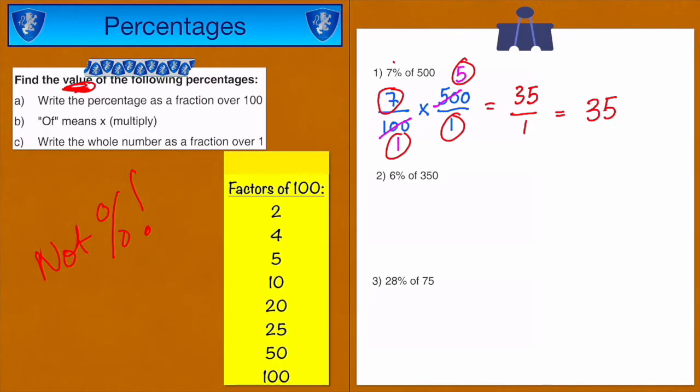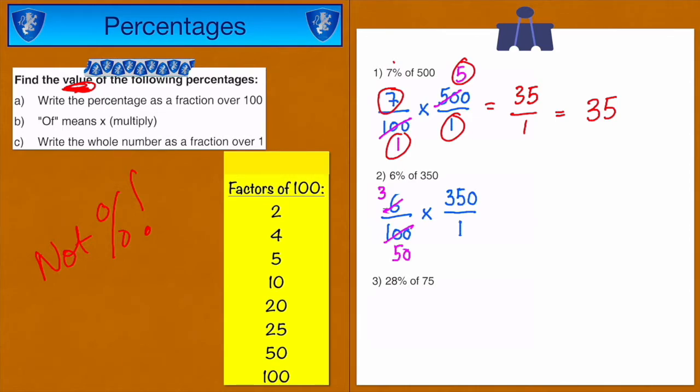Right, so number 2, 6% of 350. 6% is 6 over 100. Of means times, and we write 350 as 350 over 1. Now, let's start with this fraction. 6 and 100 I can divide by 2. So that gives me 3 times 2 and 50 times 2.